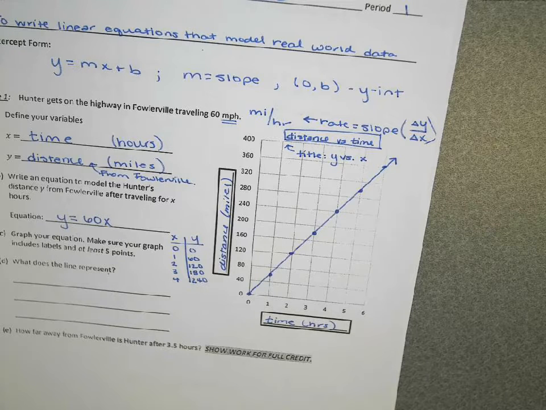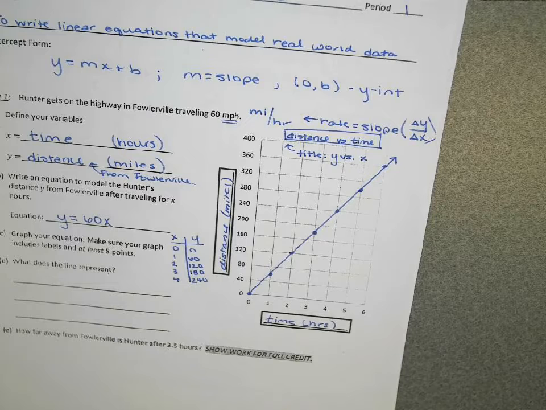All right, so that was part C. Graph your equation. Make sure your graph includes the labels and at least 5 points. We have all 3 labels. We have more than 5 points, so we can keep going. What does the line represent? It does have a positive slope. Yes, it does, because it goes up as you go to the right. But what does that line tell you? At any given time, if I found a point on that line, what would it tell me? Yes, how far Hunter will travel at a given amount of time.